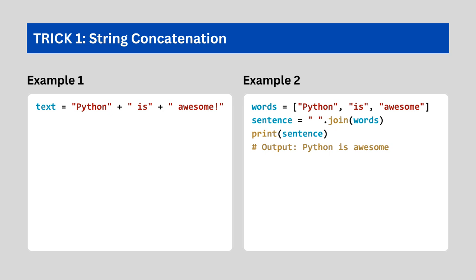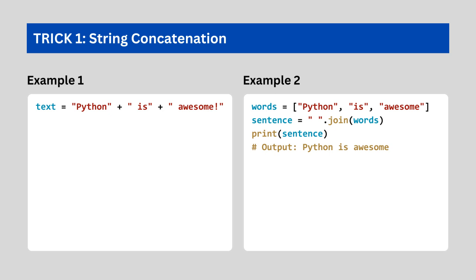String concatenation. String concatenation is a common operation when working with text in Python. Most beginners tend to use the plus operator to combine multiple strings. Take a look at the first example on the screen. It works, but it's not the most efficient approach, especially when dealing with large amounts of text. A better way? Use the join method. As shown in the second example, join allows you to merge strings in a faster and more memory-efficient way.